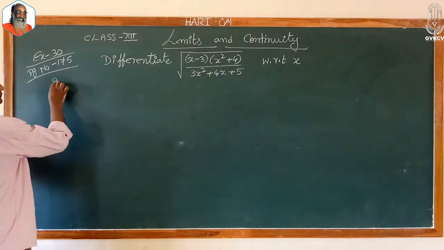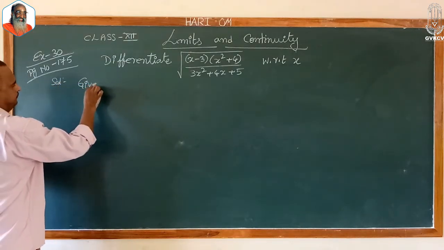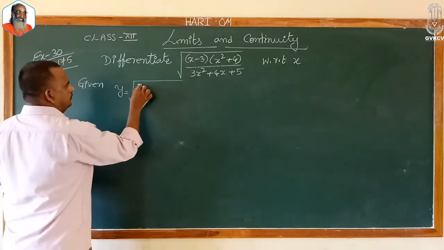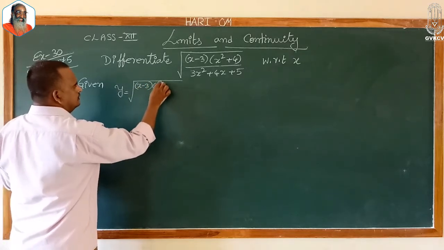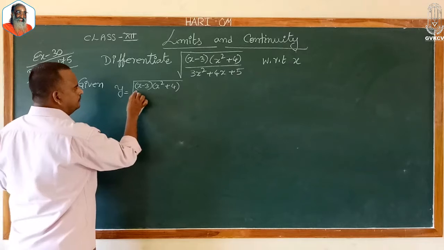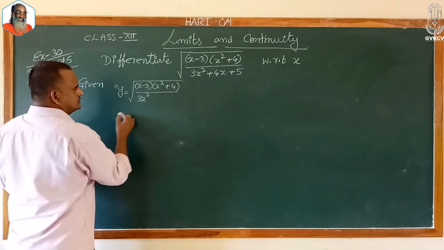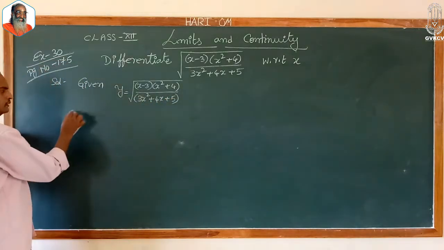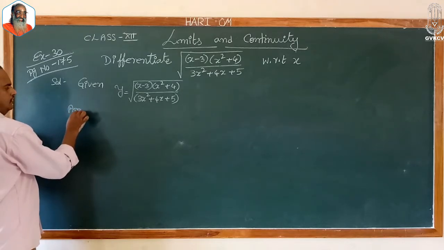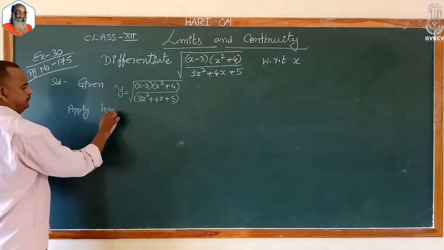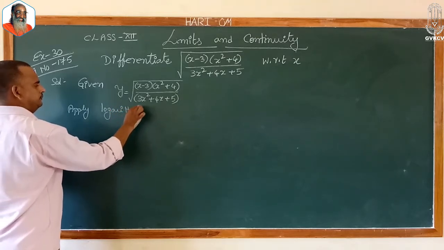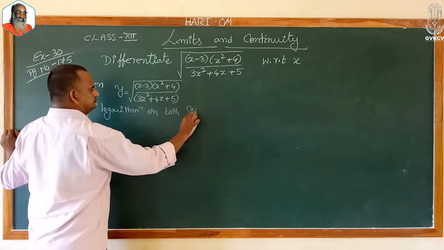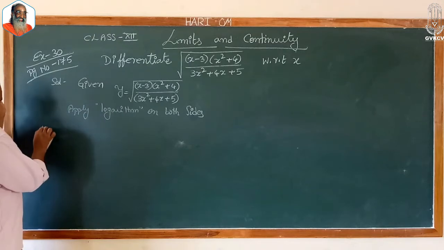First, what is given? y is equal to square root of (x minus 3) into (x square plus 4) by (3x square plus 4x plus 5). Apply logarithm on both sides. When we apply logarithm on both sides, we have log y is equal to log.